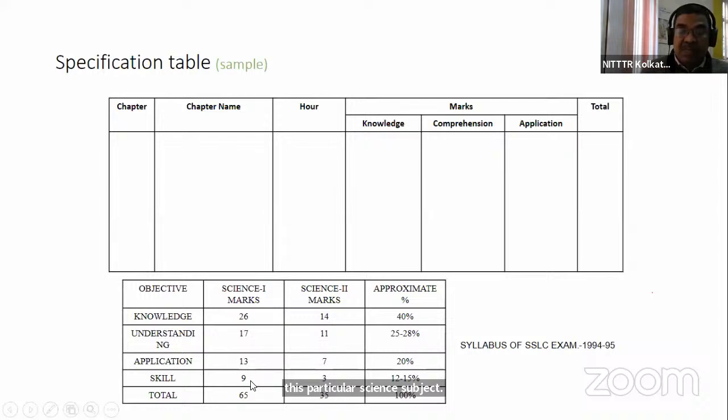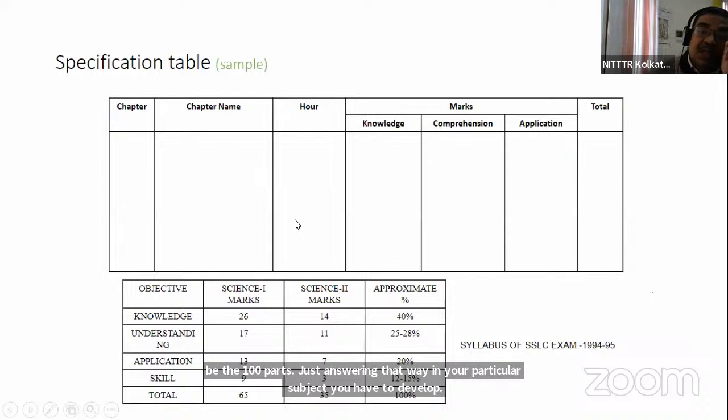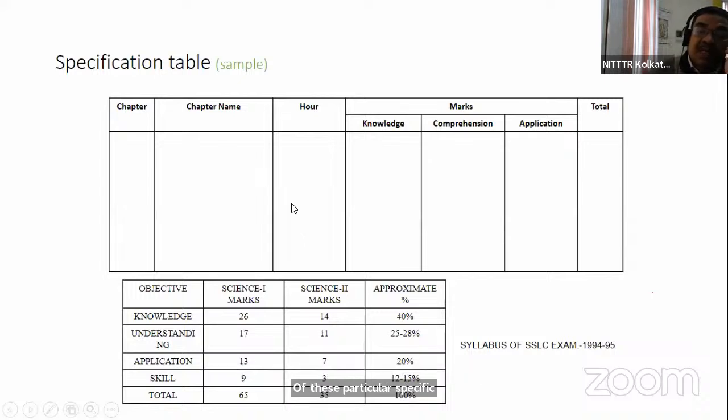For the mathematics subject, the skill portion is 9 and 3. The application portion is 13 and 7. The understanding portion is 17 and 11. And altogether it should be 100%. So in that way, in your particular subject, you have to develop this specification in the form of a table. Okay, that will be very handy information for framing the questions.